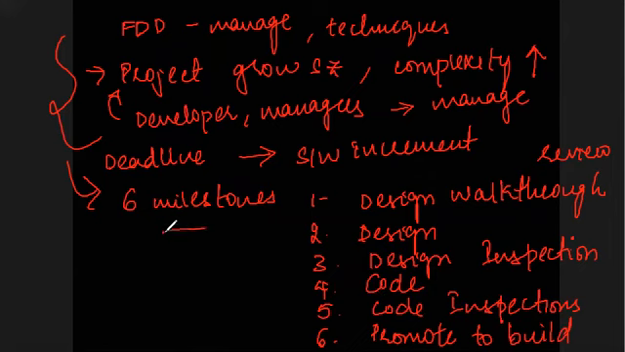So these are the 6 milestones that are going to help when the project grows in size and the complexity increases and the managers are unable to manage the project, and you need to decide within how much time the software increment needs to be delivered. So when you follow the 6 milestones, it becomes easy for you to keep track of the particular project.